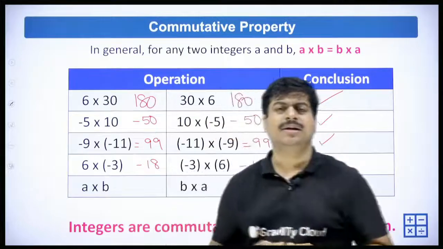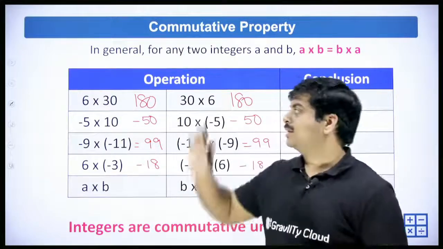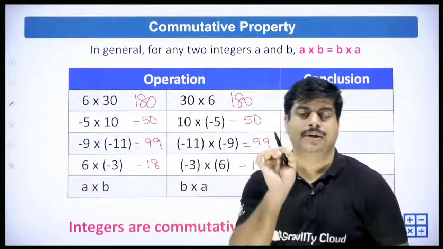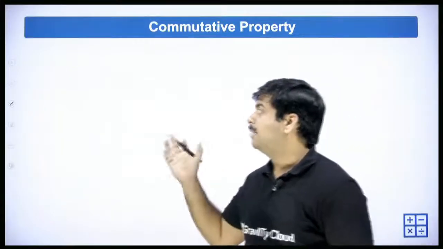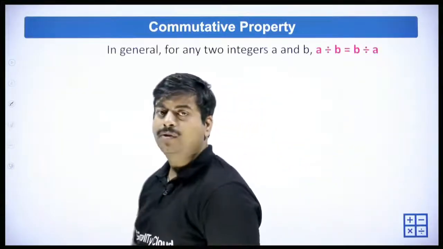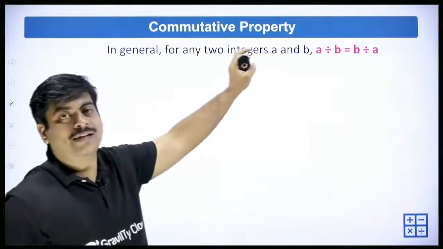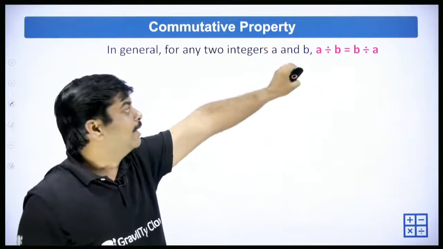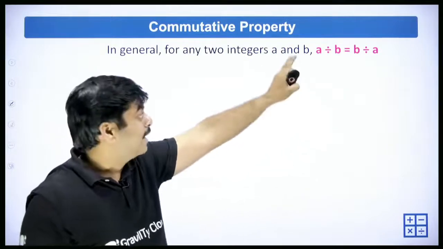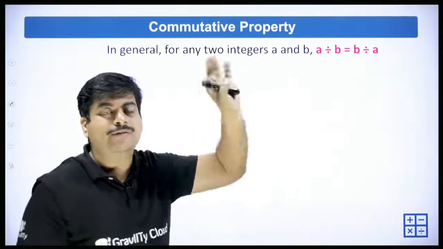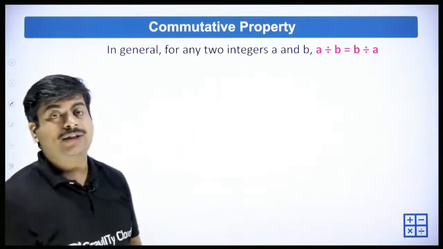So one last thing we're going to discuss for today is division. Division of integers, same commutative property with the division. So what we can say here, when we have two numbers, we need to verify whether A divided by B and B divided by A, are these two equal or not?